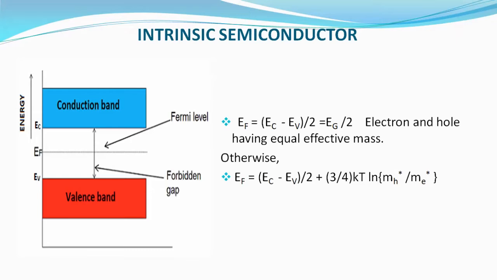So if the effective mass of electron and hole is the same, then and only then EF will lie exactly at the middle position of valence band and conduction band. Otherwise, the position is EF equal to EC minus EG by 2, that means EG by 2 plus 3 by 4 KT natural logarithm of m star h, the effective mass of hole, divided by effective mass of electron. If both effective masses are the same, then this will yield a value of 1. So natural logarithm of 1 is 0, then this term will vanish. You will have only this.